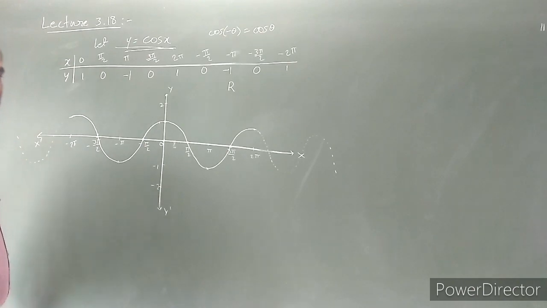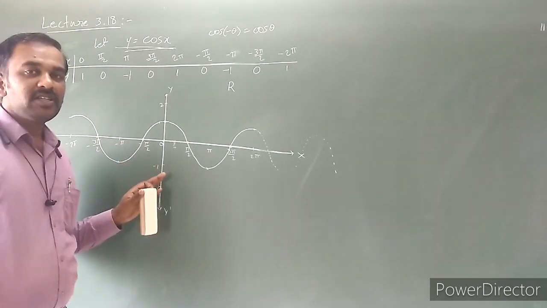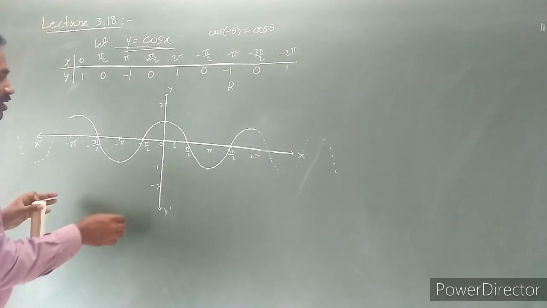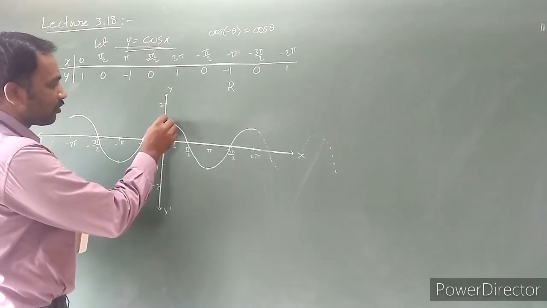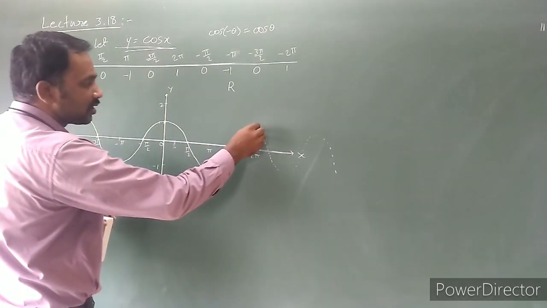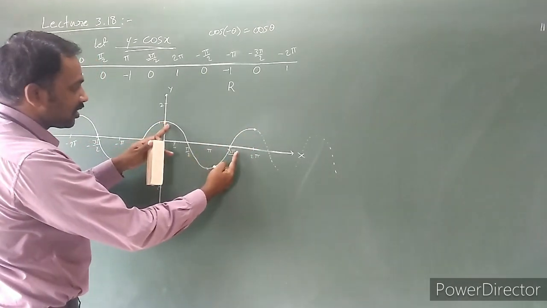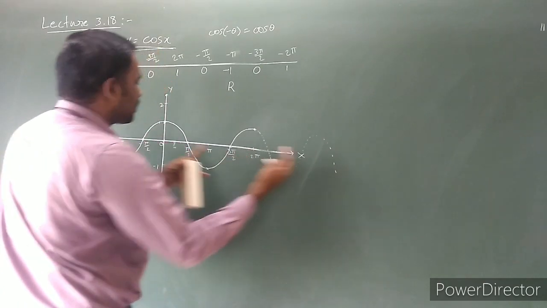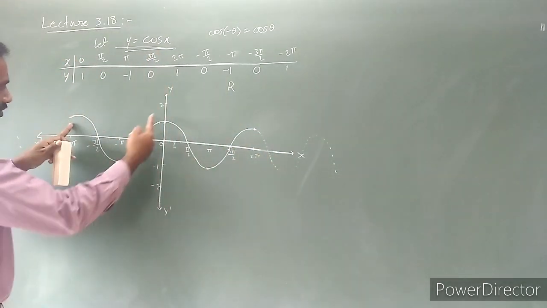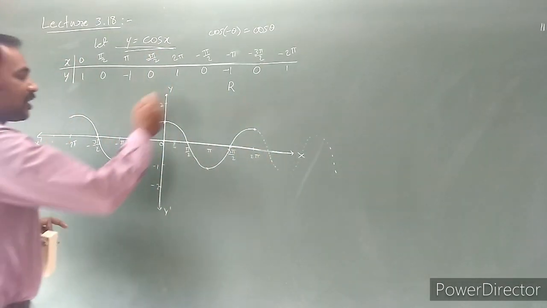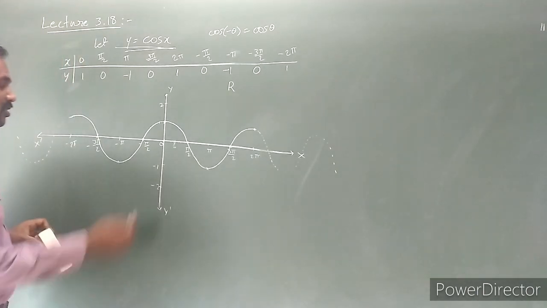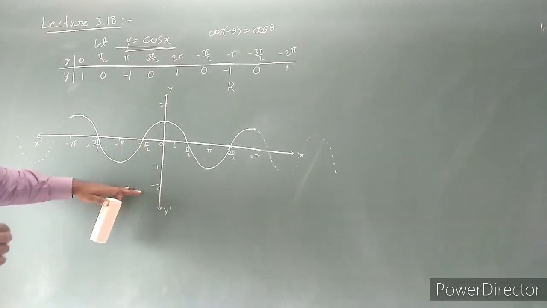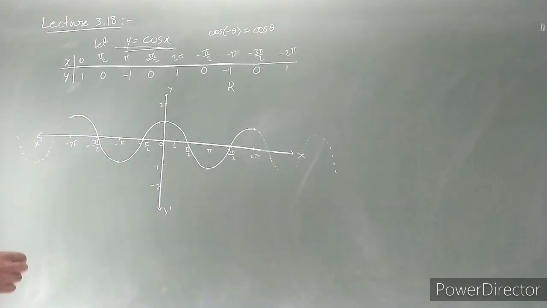Next, periodic function. So what is a periodic function? A function which repeats its value after a definite interval. Yes, repeating its value from where? From 0 to 360. Observe that 0 to 360. The same graph carries on from 0 to 360. Like that, it is a periodic function. Like that, you will get the values. Okay, this is the graph of the cosine function. Just remember.